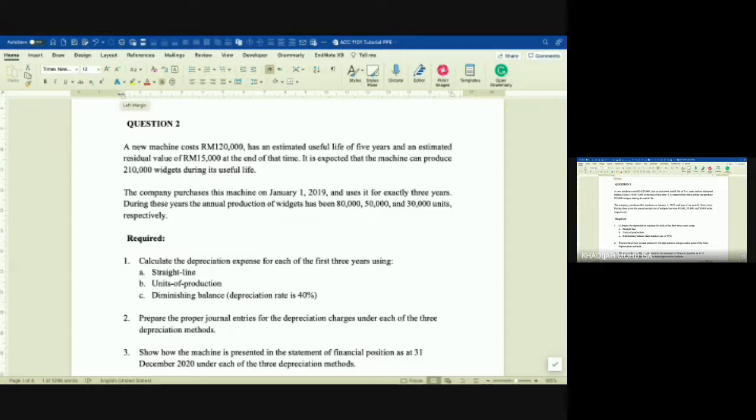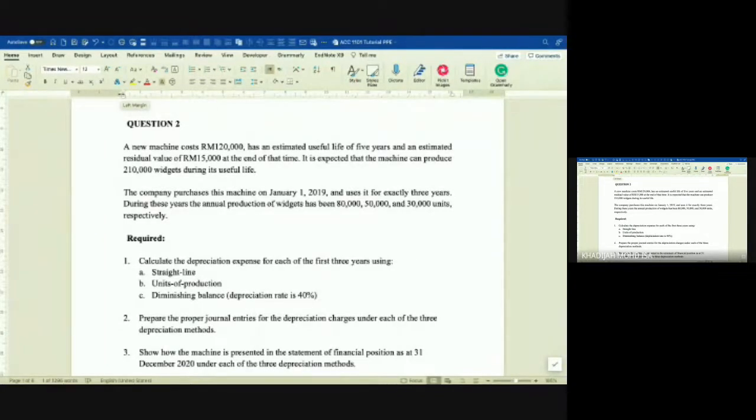Here we have a new machine that costs 120,000, has an estimated useful life of 5 years and an estimated residual value of 15,000 at the end of that time. So you can use it for 5 years. It is expected that the machine can produce 210,000 widgets during its useful life. The company purchased this machine on January 1st, 2019 and uses it for exactly 3 years. During these 3 years, the production of widgets has been 80,000, 50,000 and 30,000 respectively.